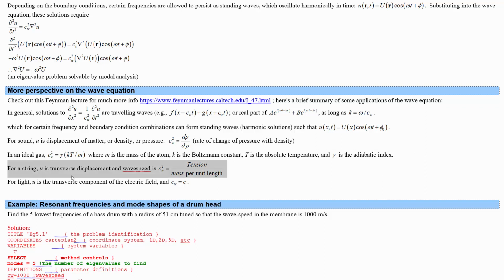For a string, u is transverse displacement, and wave speed is the root of tension over mass per unit length. You might have seen this from first year. And in light, u is the transverse component of the electric field, or it could also be the transverse component of magnetic field, and the wave speed is the speed of light. What we're saying is that this same differential equation models all of these different physical phenomena. So all the stuff that we're doing in this unit to analyze how standing waves work to the wave equation, even if we're talking about strings or drum membranes or something, it's just as applicable to these different situations.